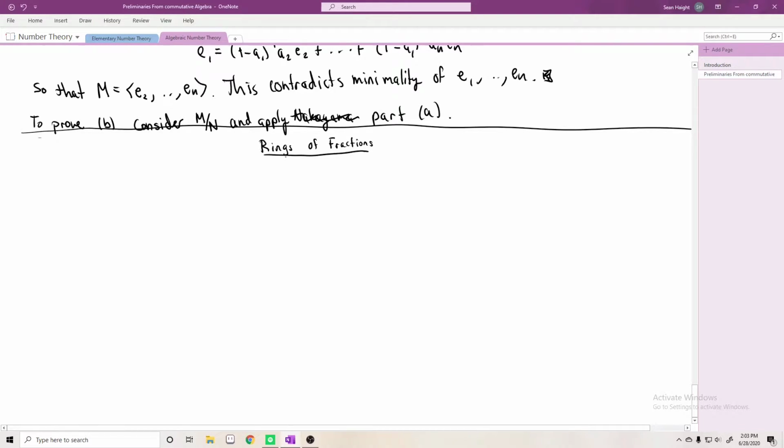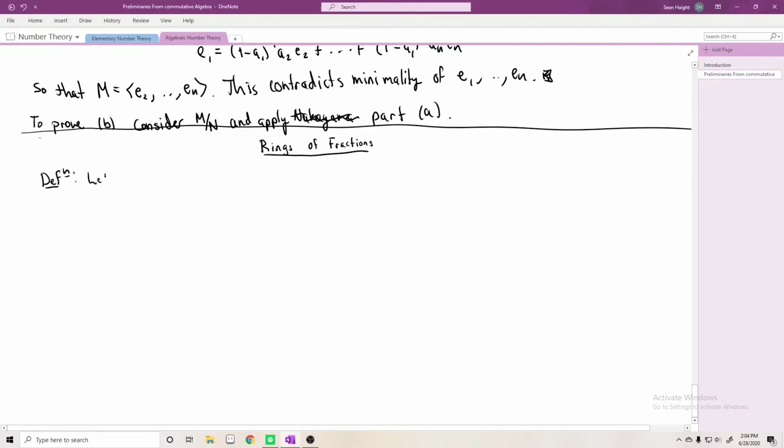Okay, hi everyone. In this lecture, we're going to talk about rings of fractions and localizations, and how we construct local rings from standard rings that we're more familiar with. So first we need to talk about a process called localization. Let me give you a definition here.